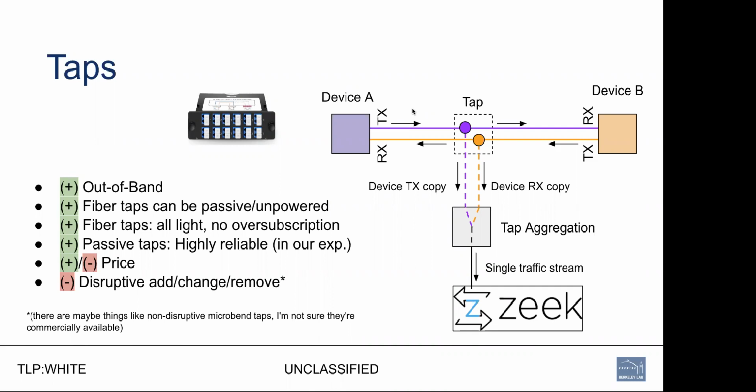If you're dealing with fiber taps, they can be all light, and so you're not having to worry about the oversubscription problem. You do get 2 pieces of fiber that you have to plug into a tool or into your tap ag, but at least you're not worried about unpredictable packet loss from oversubscription. And then in our experience, the passive optical taps have been super reliable. I can't even really think of a case where we had one fail that was already in production.